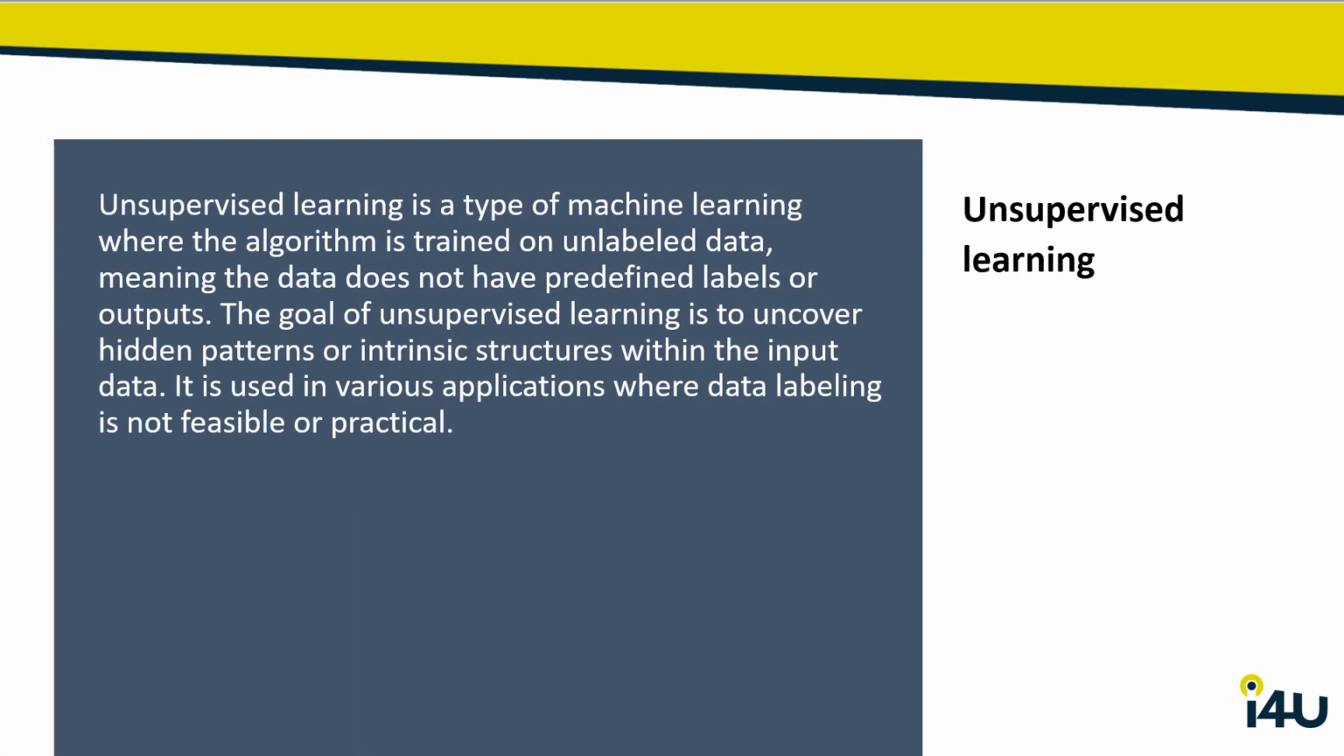Unsupervised learning. Unsupervised learning is a type of machine learning where the algorithm is trained on unlabeled data, meaning the data does not have predefined labels or outputs. The goal of unsupervised learning is to uncover hidden patterns or intrinsic structures within the input data. It is used in various applications where data labeling is not feasible or practical.